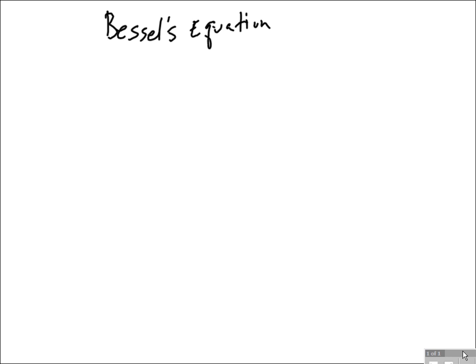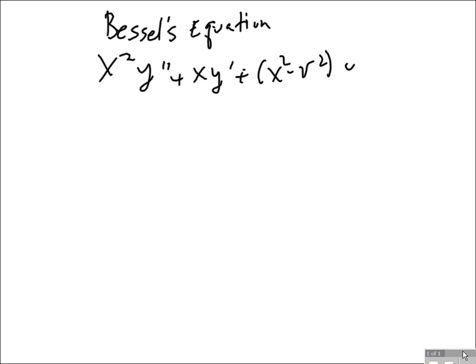Bessel's equation is in this form: x squared y double prime plus xy prime plus (x squared minus v squared) y equals 0. We'll assume that v is a non-negative number.